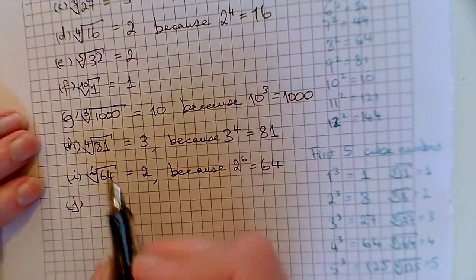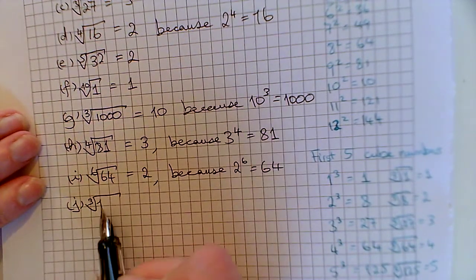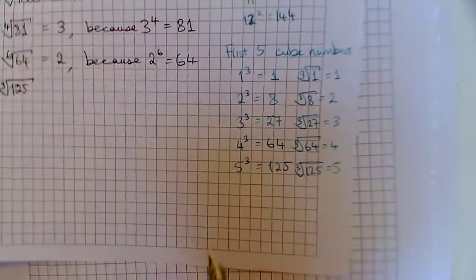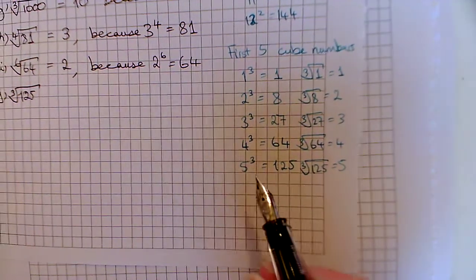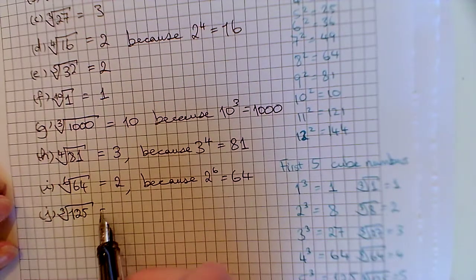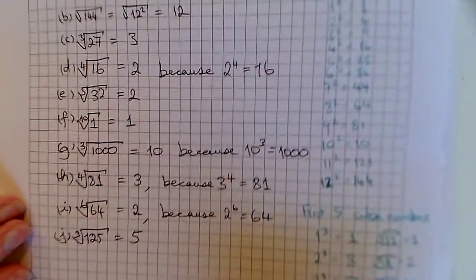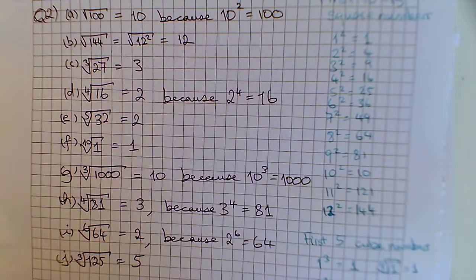J, the cube root of 125. That is in the list of the 5 that I mentioned earlier. So I would expect you to know that that is 5. So the moral of this question, or the point of this question, was just to get you used to powers, some common powers of numbers.